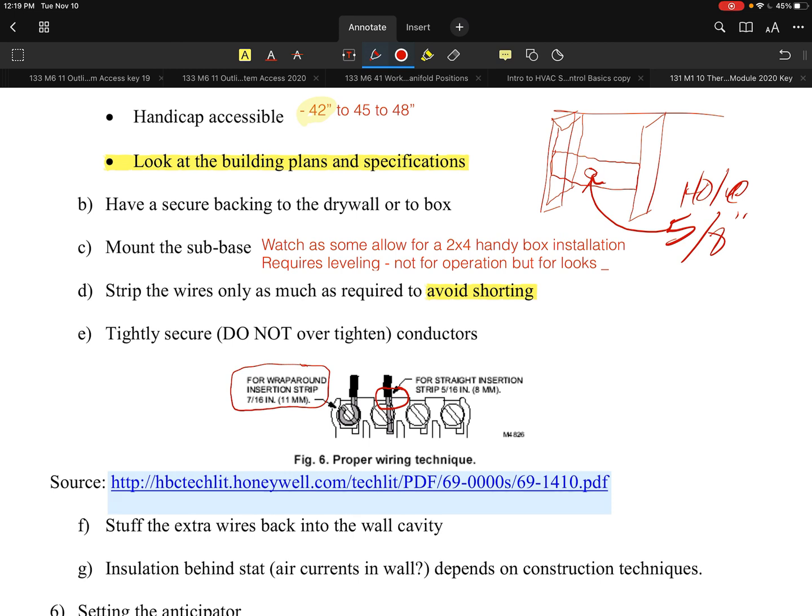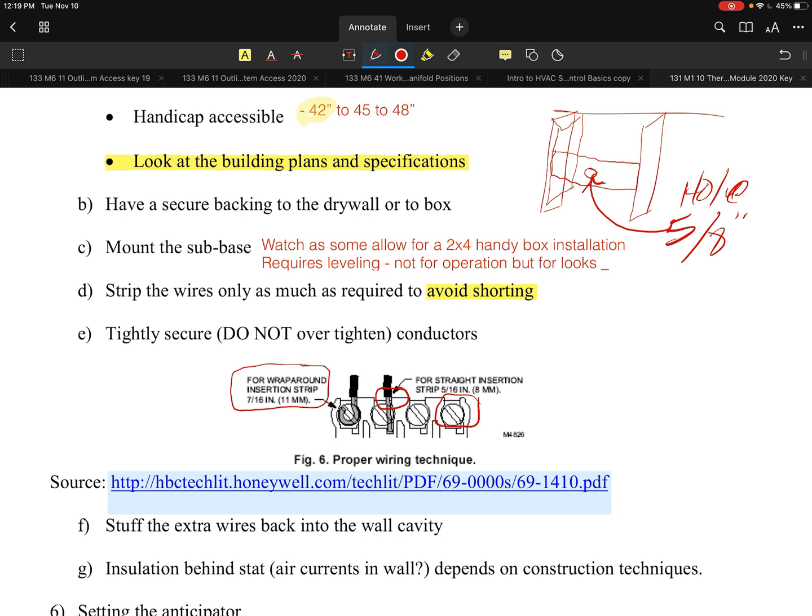So, all right, item E talks about tighten securely. I totally get how that ends up being on there. Tighten securely, but don't over tighten the conductors. I don't want you to not tighten it, but there's a reasonable amount of tightness. What you have to recognize is that these tiny little screws in these applications can't handle a ton of pressure. So that's something to be aware of.